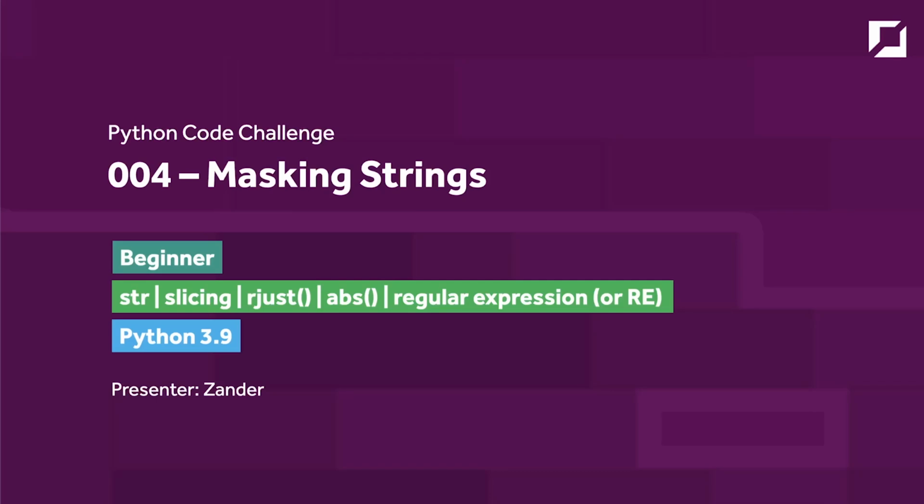This is masking strings. This is the fourth challenge in this series, where we are focusing primarily at the moment at beginner level and looking at manipulating strings. You can see from this tutorial that we're going to be working with strings, slicing, right justifying, and regular expressions. Those are some of the tools that we're going to utilize to have a look at some of the different solutions to this problem.